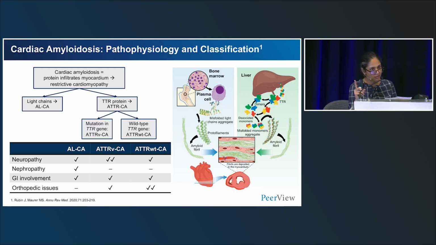And very important that the protein just doesn't go to the heart. It can go other places as well, which is hugely important when you think about diagnosis. There could be nephropathy unique to AL, neuropathy, gastrointestinal involvement, orthopedic issues in all of them.